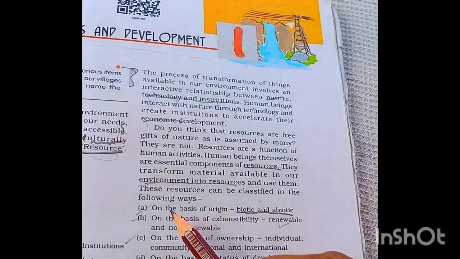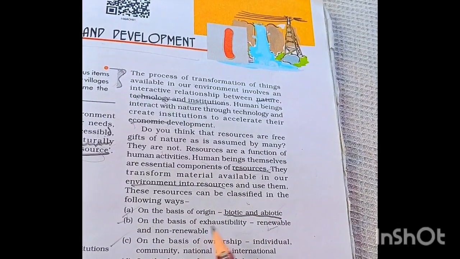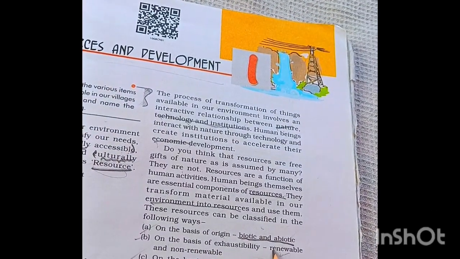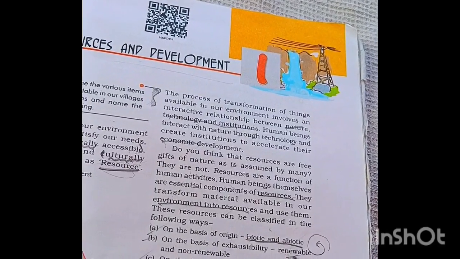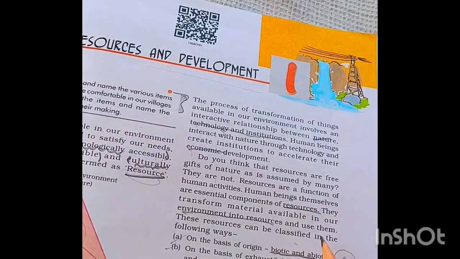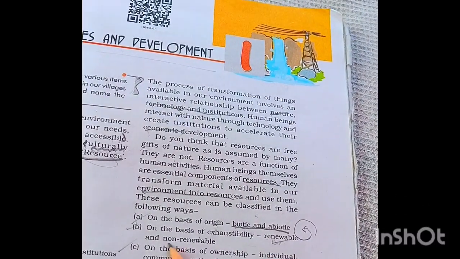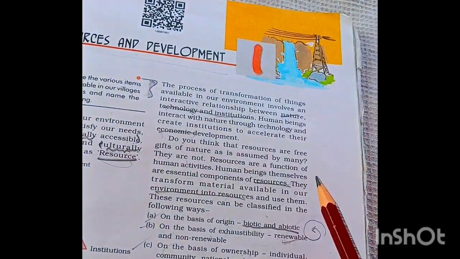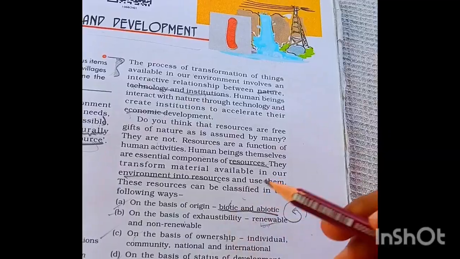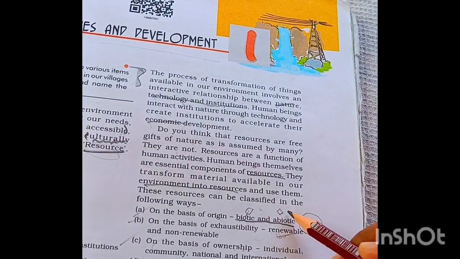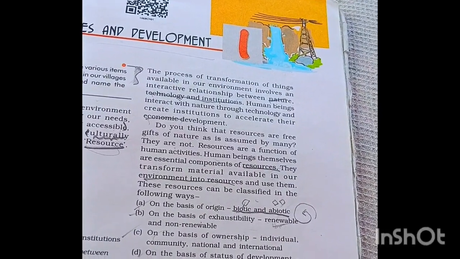These resources can be classified in the following ways: on the basis of origin, biotic and abiotic; on the basis of exhaustibility, renewable and non-renewable. Renewable is that which comes back even after we empty it, but non-renewable, once it is finished, it's gone. On the basis of ownership: individual, community, group of people, nation, a big community, then international, which is all over the globe, the earth. And here I didn't say, biotic is the living organisms, and abiotic is the non-living, like the rocks and all. On the basis of status of development: potential, developed, stocks and reserves.